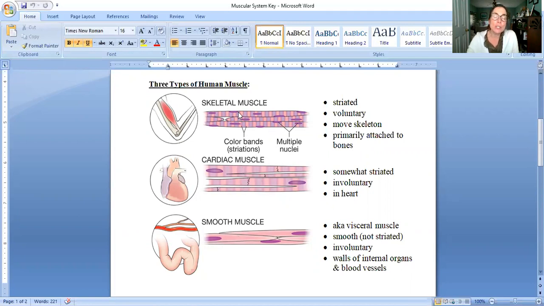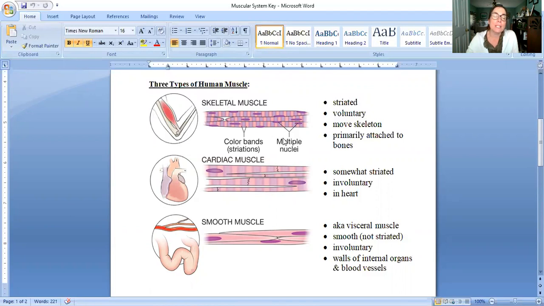In addition to whether they're striated or not, there are some other characteristics that set them apart from each other. Skeletal muscle is the only type of muscle that's voluntary, which means we can control it at will. And obviously, from the name, they move the skeleton. For that reason, skeletal muscles are primarily attached to the bones, and a tendon is a piece of connective tissue that connects muscles to bones. So here's the bone, here's the muscle, and this would be the tendon.